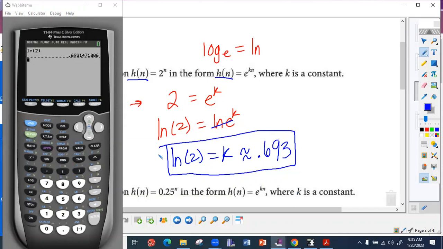I don't understand why we crossed out the e and ln. Because they're inverses of each other. That means, like when I multiply something and then I divide it, those cancel each other out, right? Because they're inverse operations. Natural log and e are inverse operations. They cancel each other out. That's their job. So we have natural log of 2 equals k, which is approximately 693 thousandths.